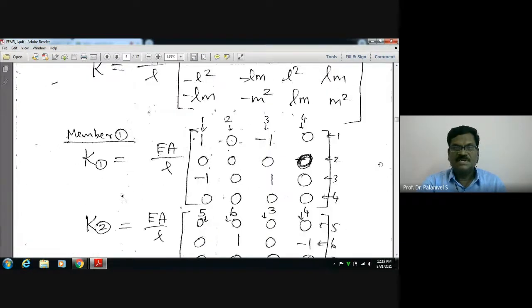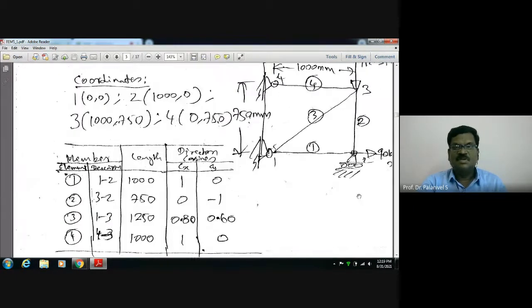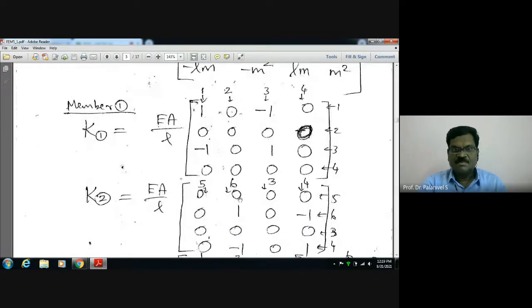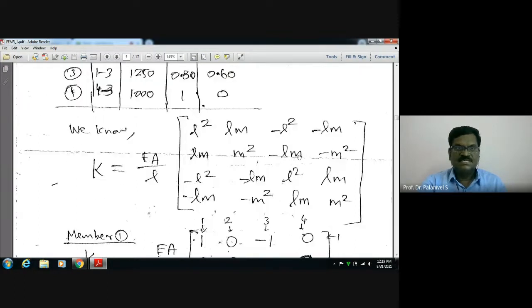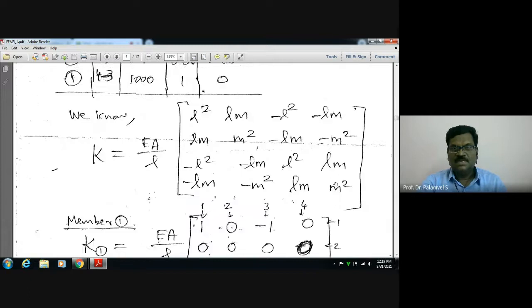What is the description for node 2? For node 2, 3 2 is the description. No, node 3 is 5 6, and this is 2 3 4. Okay, so 5 6 3 4. I have written 5 6 3 4 because the description is for element 2, 3 2. 3 2 means 3 has degrees of freedom 5 6, and node 2 has degrees of freedom 3 4. That's what I have written here.